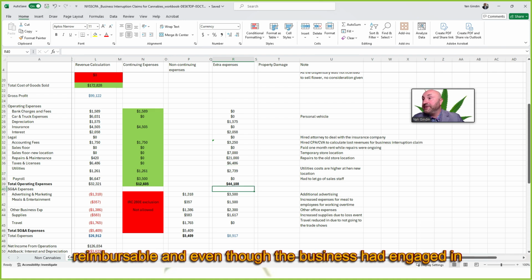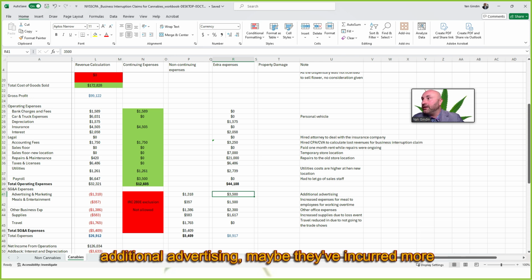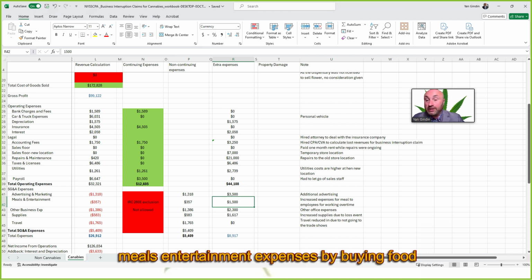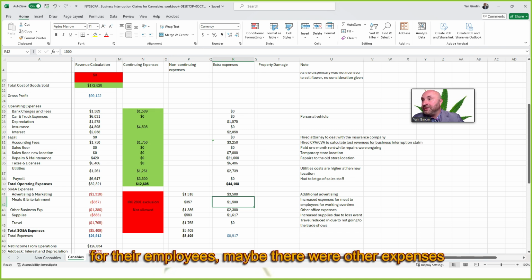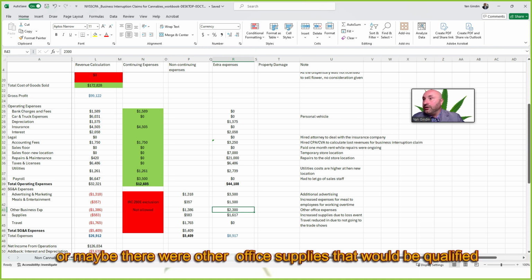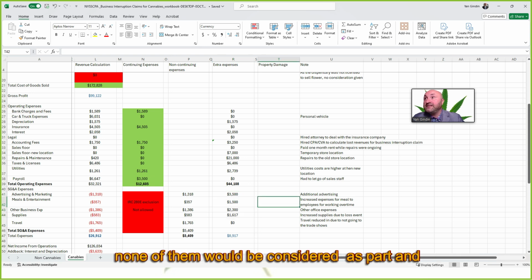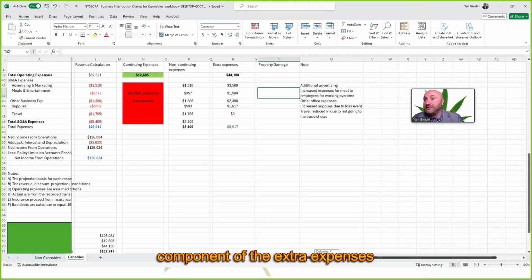And even though the business had engaged in additional advertising, maybe they incurred more meals and entertainment expenses by buying food for their employees. Maybe there were other expenses, or other supplies, office supplies that would be qualified as sales and general administrative expenses. Even though those also increased, none of them would be considered part and component of the extra expenses.